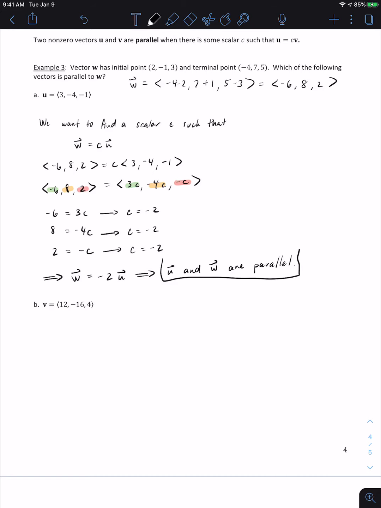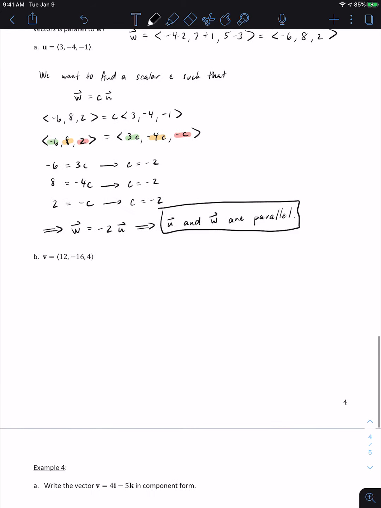Cool. So now we do the same thing for v and w. We want to find a scalar c such that w is equal to c times v. W is negative 6, 8, 2. And then we'll just do c and v together. So v is going to be 12, and then we multiply it times c: negative 16c and 4c.